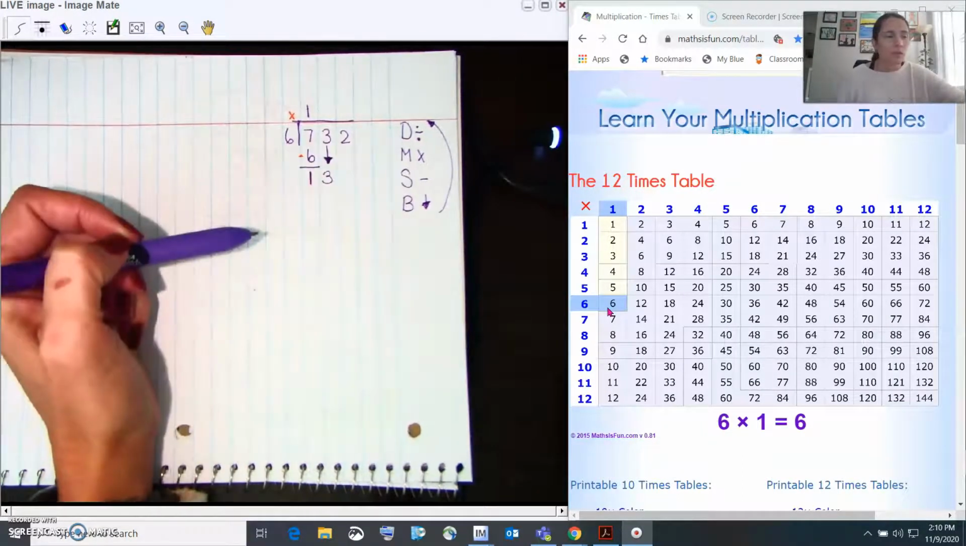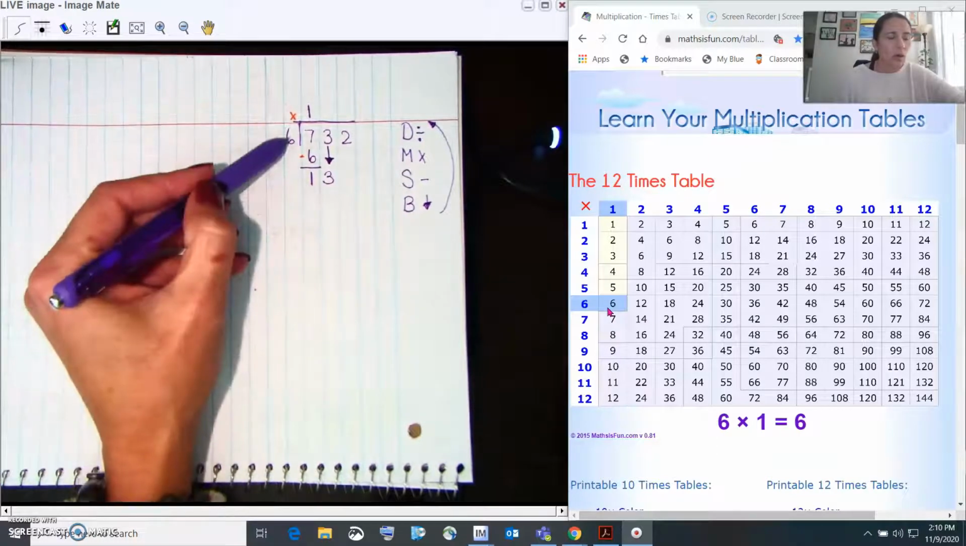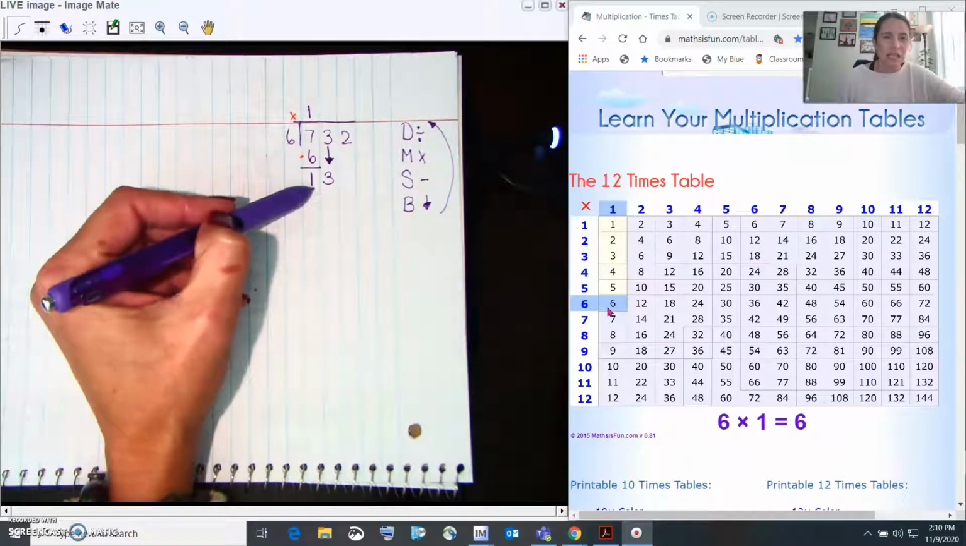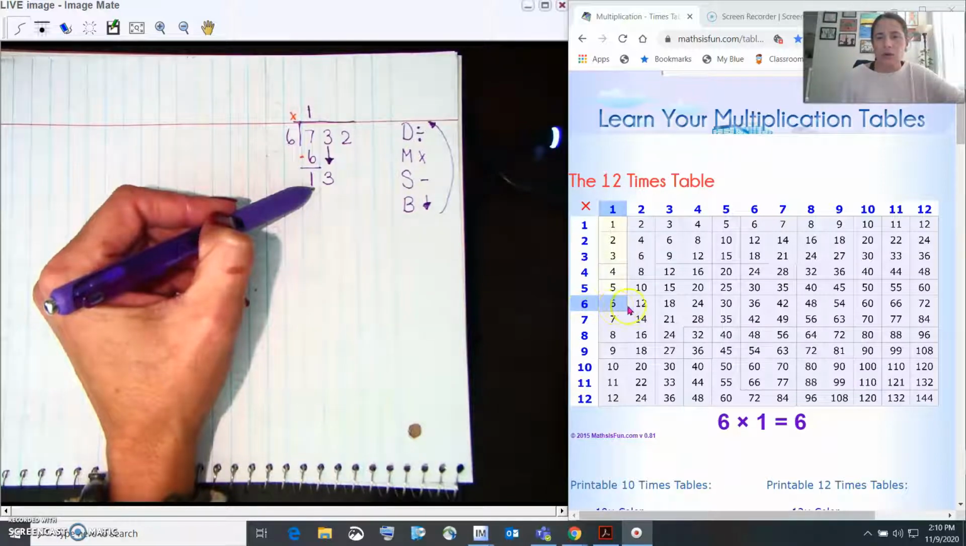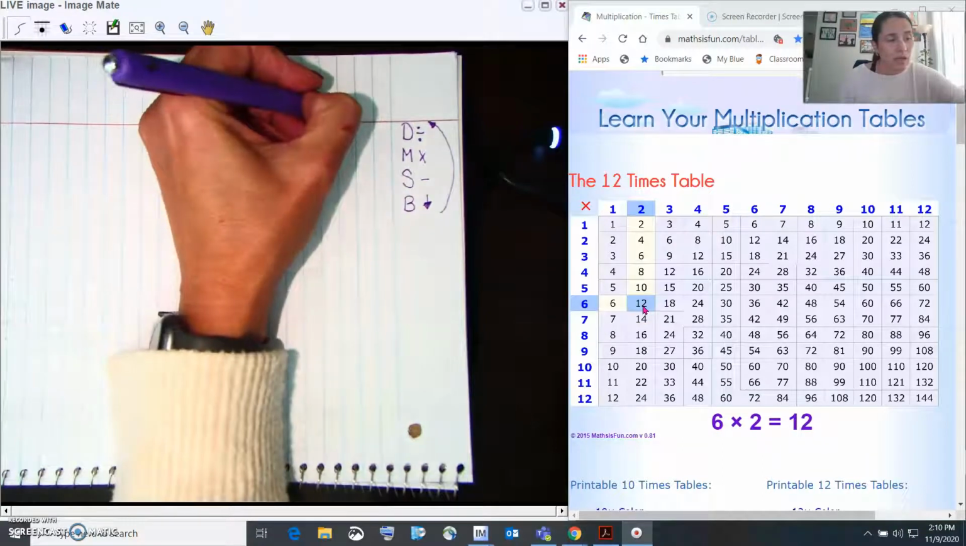So now we have to divide. So now we're looking, how many 6s can I get out of 13? So I go to my 6 row. Well, 12, 18 is too big, so I've got to go on my 12. How many groups of 6 is that? That's right, there's 2. And that goes right here.